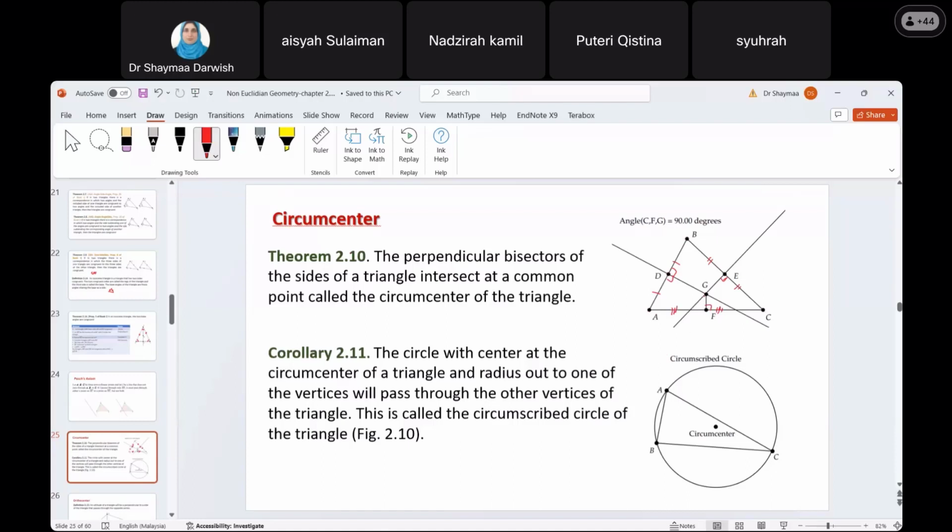So these three lines will intersect in one point. This point we call the circumcenter. The perpendicular bisectors of the sides of the triangle intersect at a common point called the circumcenter of the triangle. Which means that for each side, I will bisect the side into two equal parts, and I will draw a perpendicular line from the midpoint. The three perpendicular lines will meet in one point. This point we call the circumcenter.